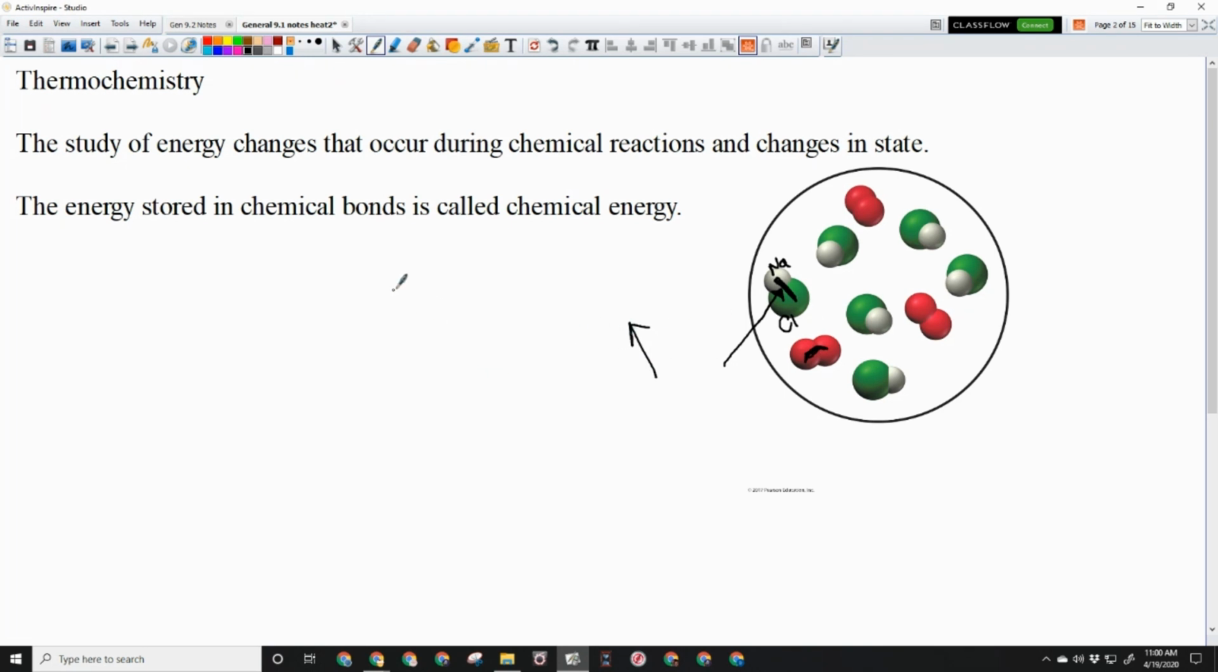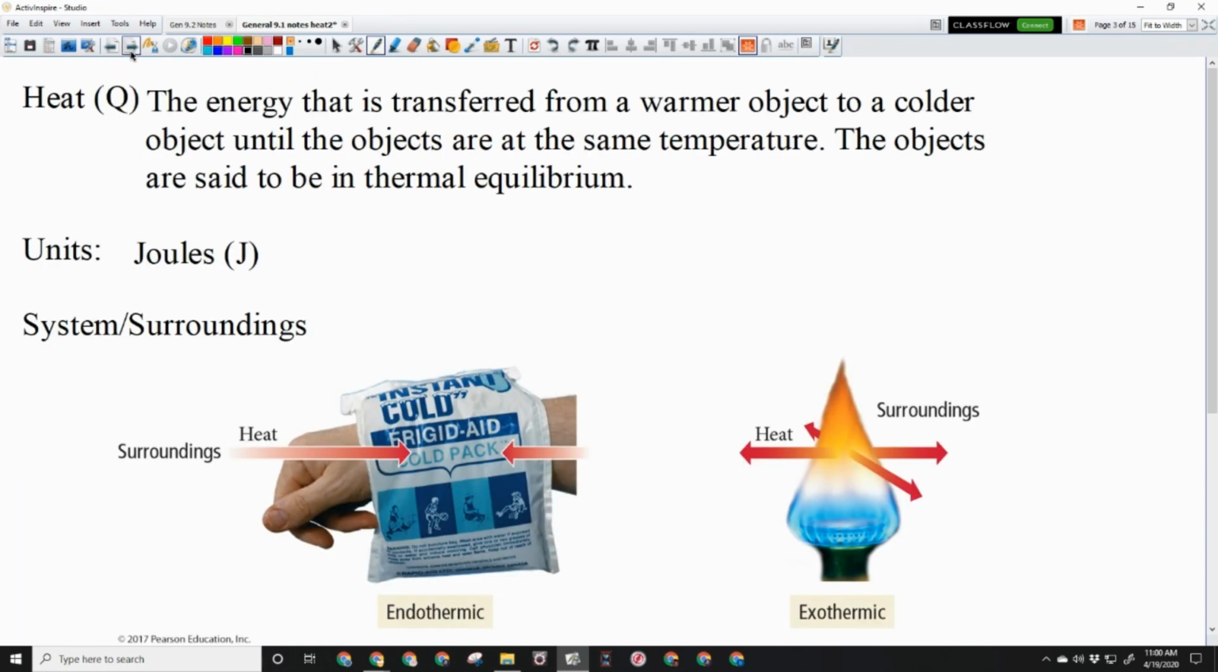So what I want you to keep in mind during this unit 9 is the law of conservation of energy, which is basically the same thing as the law of conservation of mass. Remember, we talked about that. Mass cannot be created or destroyed, only changed. Same thing with energy. Energy cannot be created or destroyed, only changed. So we're going to take the energy that's stored in these bonds, break that bond, and it's going to release energy, and then we can use that energy for other things, for example, to fuel chemical reactions. So that's what thermochemistry is.